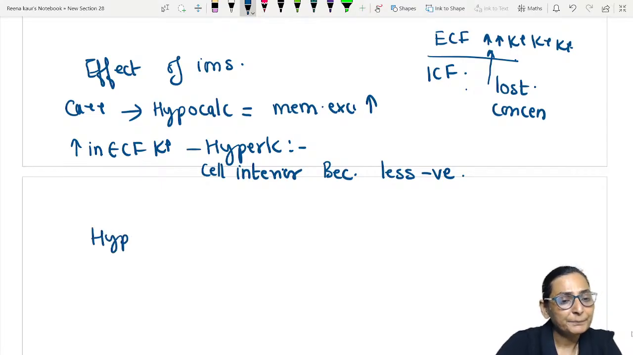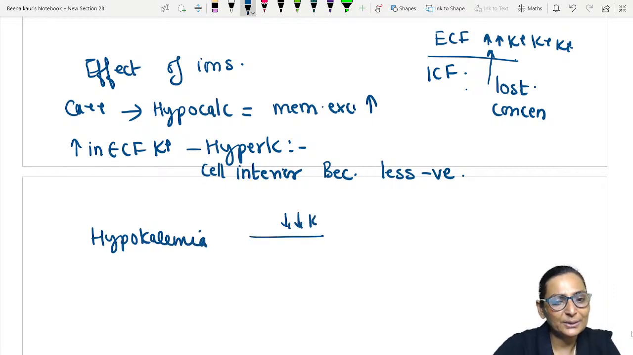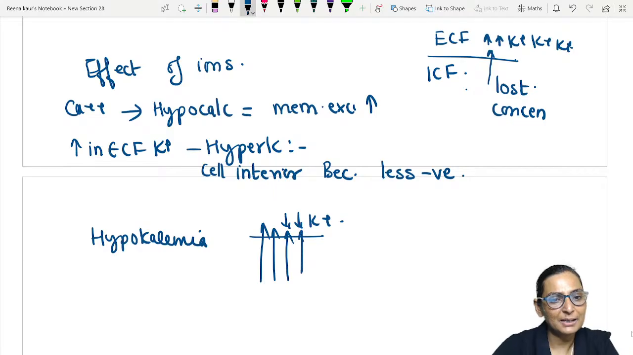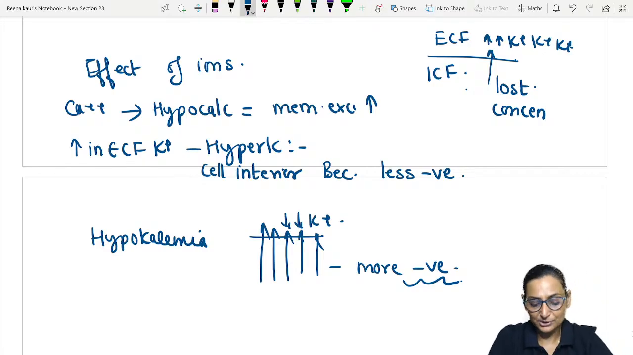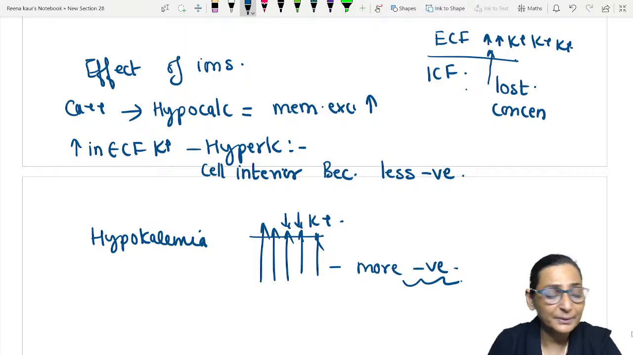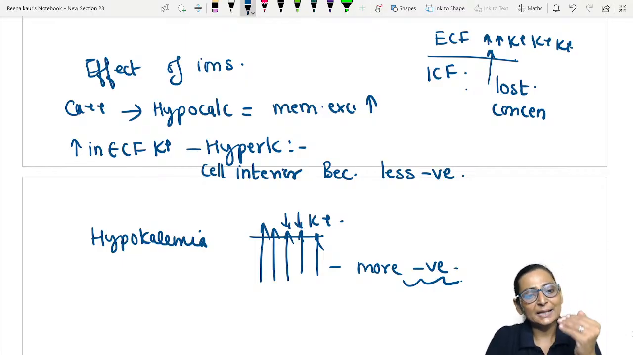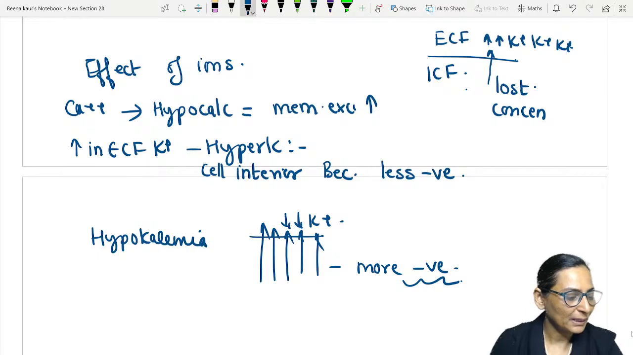But if there is hypokalemia, that means a decrease in the potassium, what will happen? The potassium inside will keep going outside. That means the inside will now be more negative, hyperpolarized. In such conditions the excitability of the muscle will be affected, because if you make the inside more negative, it will take time for that more negativity to reach the resting state, to cross the threshold of excitation, and then to form an action potential, right?